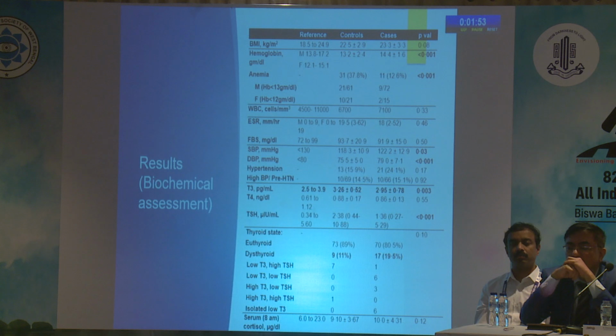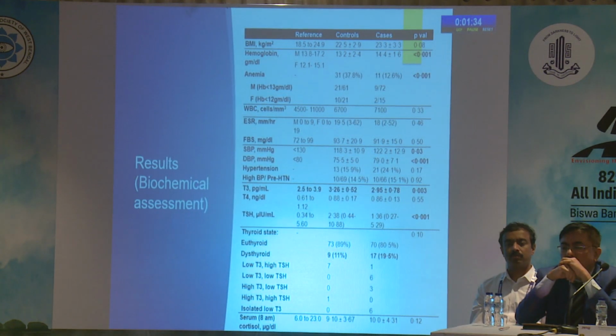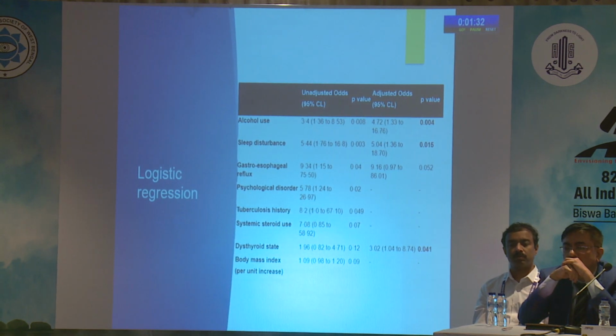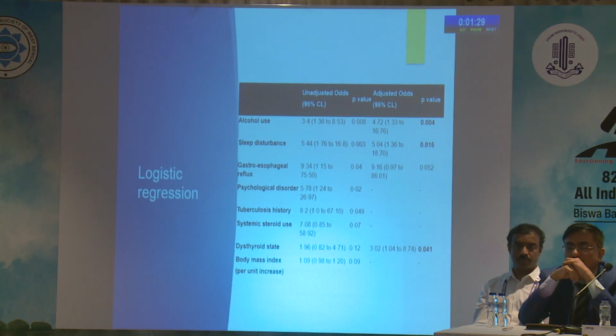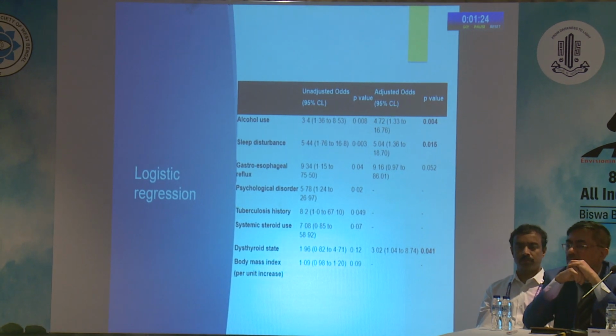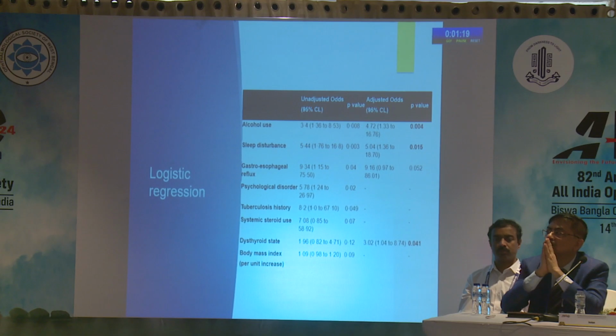In the biochemical assessment, we found that the cases had better hemoglobin levels, higher systolic as well as diastolic blood pressures, and lower T3 and TSH levels as compared to the controls. When we compared the thyroid state between the two groups, significantly more patients had a dysthyroid state as compared to controls. On performing a logistic regression of the factors which were significant in univariate analysis, we found that alcohol use, self-reported sleep disturbances, and dysthyroid state on biochemical evaluation were the significant risk factors.